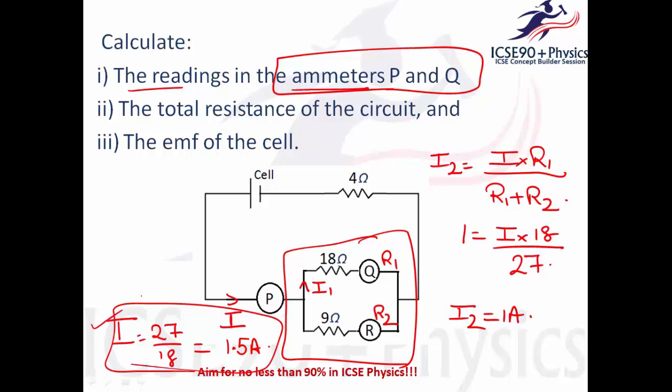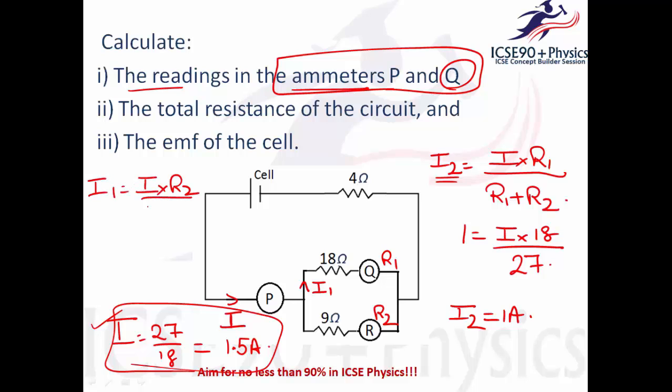Similarly, we need to calculate the reading of the ammeter Q, right? That means we need to calculate the value I1. So to calculate I1, we can quickly say that I1 is equal to I into R2 upon R1 plus R2. What is the total value of I? That is 1.5 amperes multiplied by R2, which is 9 ohms, upon the total of 9 and 18, that is R1 plus R2 is 27 ohms, right? So this quickly gives me straight away 0.5 amperes.